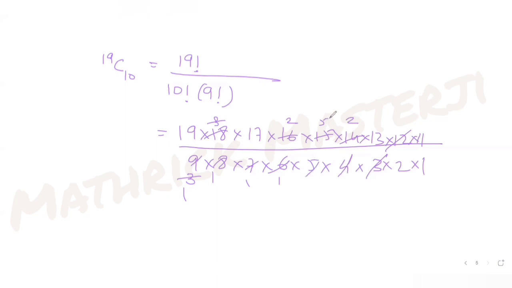Let's try to cancel. So 5 of 5 cancels. Here 2 is left. So if I see my numbers that are left, it is 13 into 11. 1, 2 I can cancel with this. So you're left with 11 into 13 into 2 into 17 into 19. So you're left with 19, 17, 2, 13, 11. So I get for 19C10, this is the product of the entire thing.